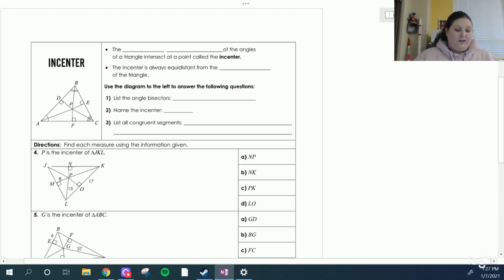Next thing we're going to talk about is the incenter. The incenter is made up of the angle bisectors. So the angle bisectors make up the incenter. This point P is my incenter, and it's made up of these lines here, my angle bisectors.